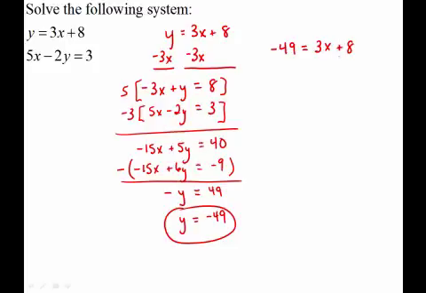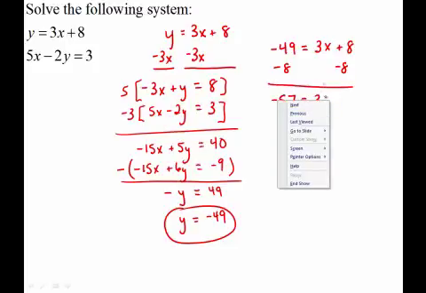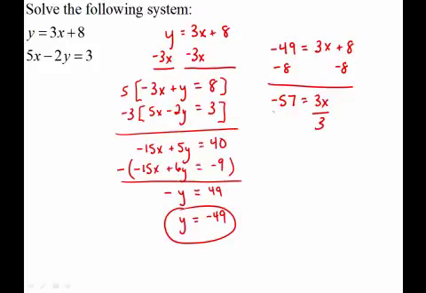And so subtract 8 from both sides. -57 equals 3x. Whoops, sorry. And x ends up equaling negative, I think that's 19. And so there's our answer. X equals -19, y equals -49, and we can actually check that on the calculator to see if we got it right using the same method as we did before.